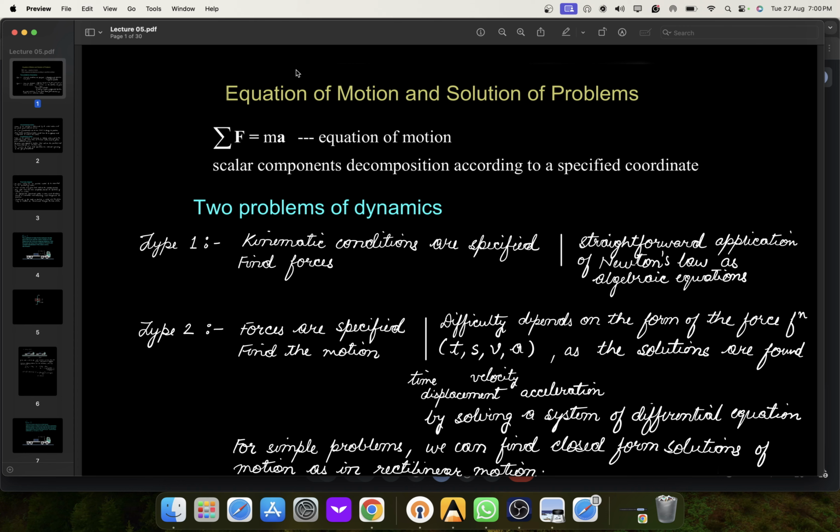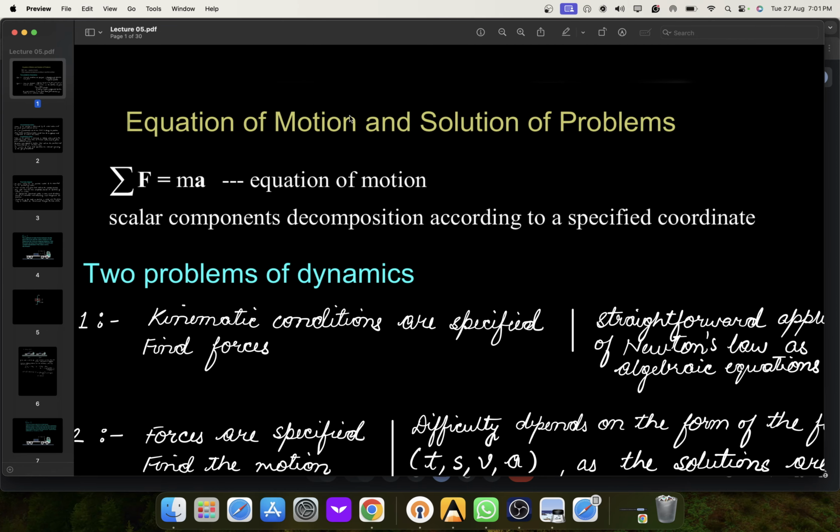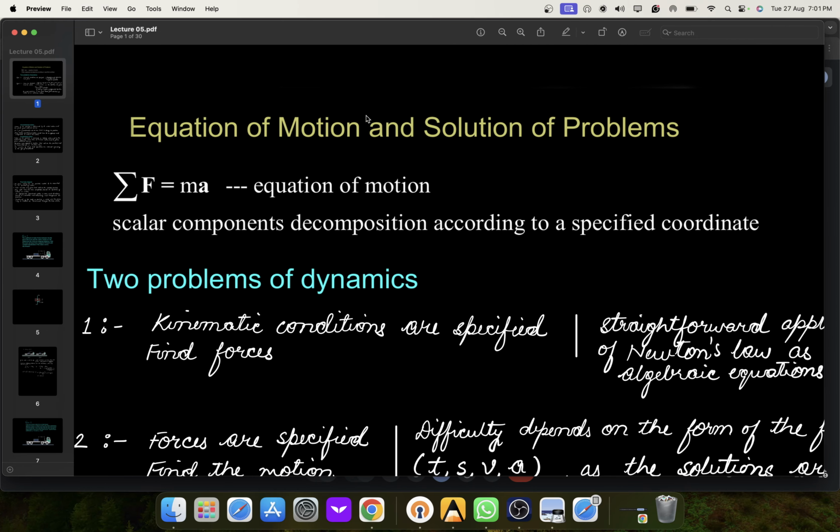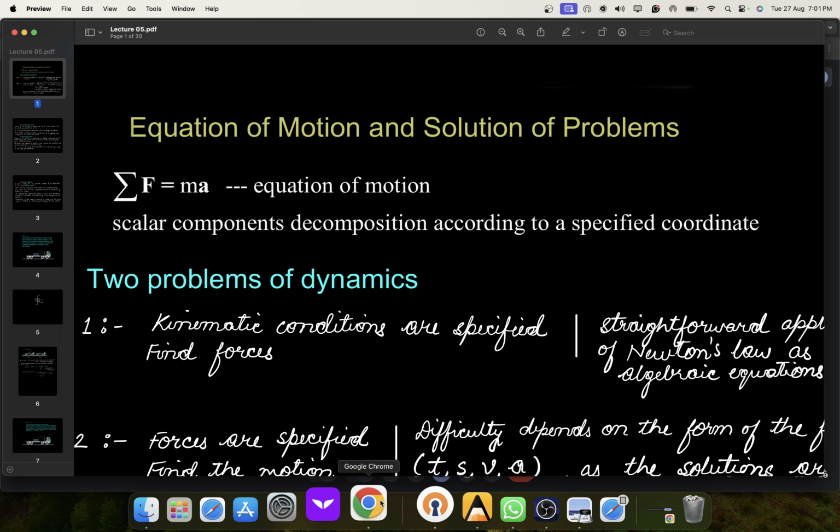Equation of motion and solution of problems. So what we'll be doing today, why don't we start with equation of motion and solution of problems. So what sir is teaching is the theory part as well as in problems, but how to apply that theory into the practical problem is my work. Hence let's start.